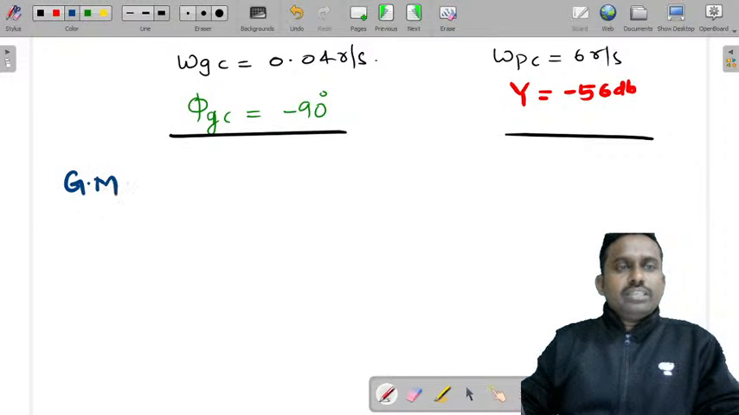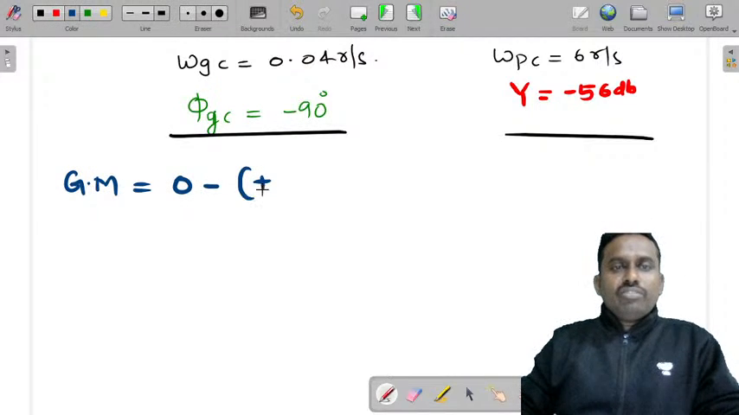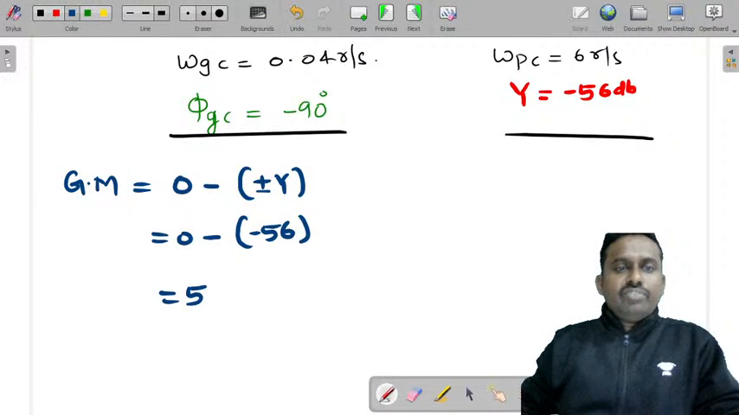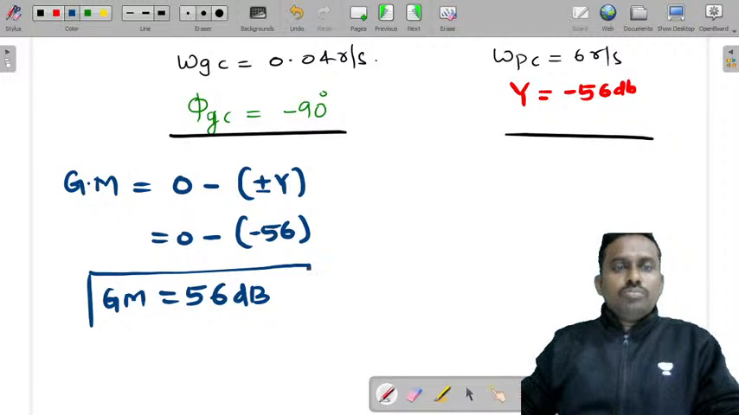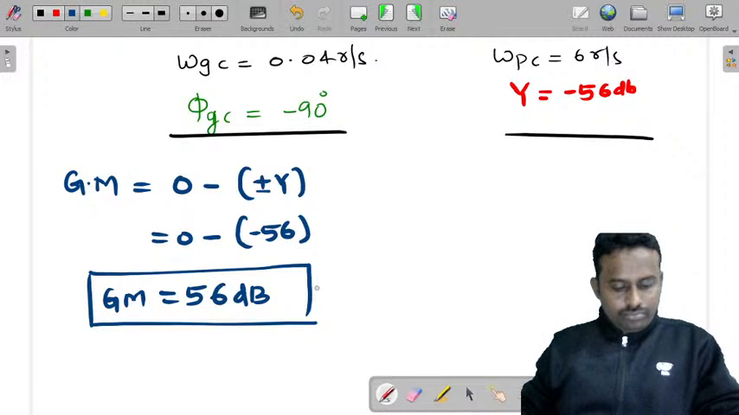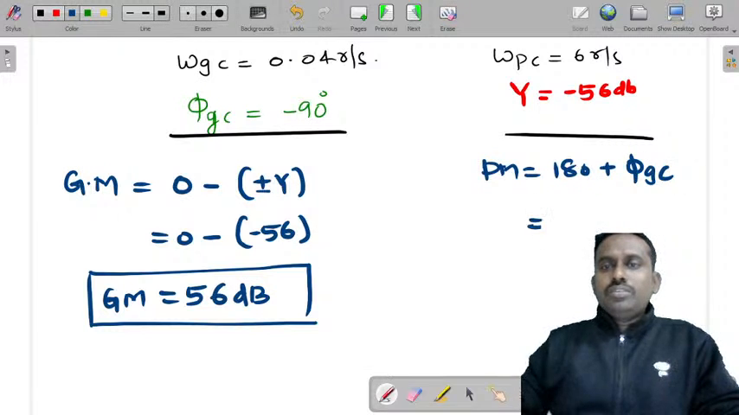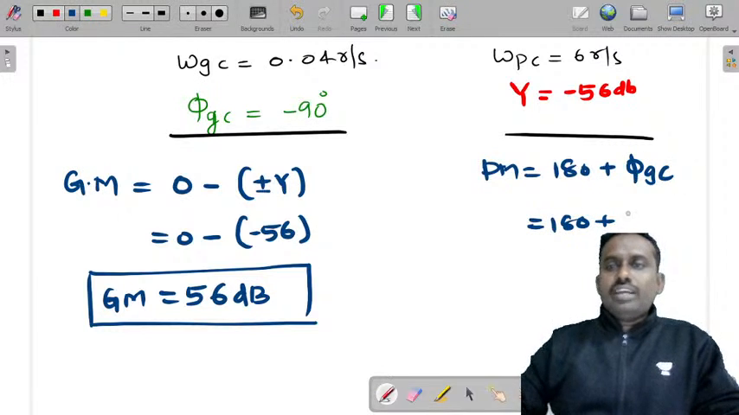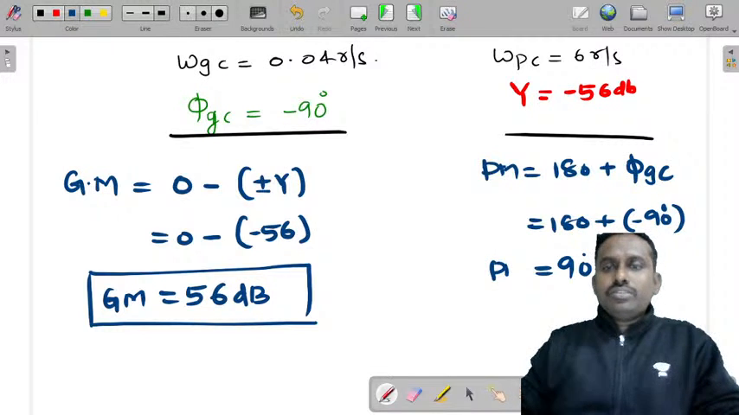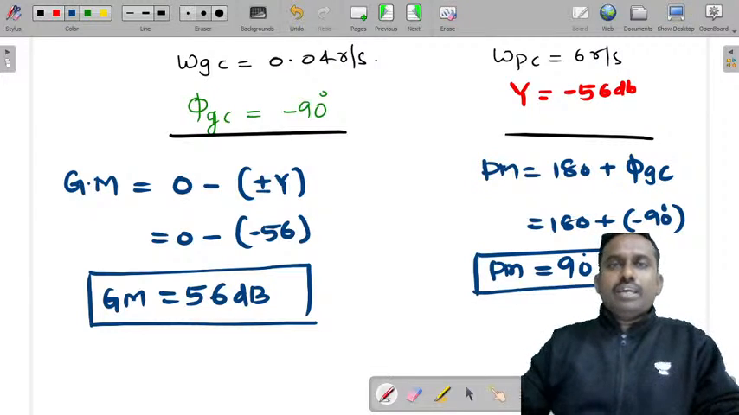What is gain margin? It is equal to 0 minus of plus or minus y. So 0 minus of minus 56. So 56 dB is the gain margin. Hope this is clear for you. Now what is phase margin? Phase margin is equal to 180 plus phi gc. So 180 plus, what is phi gc? You have minus 90. So this is 90 degrees. So we got phase margin and gain margin. That was the question, right?